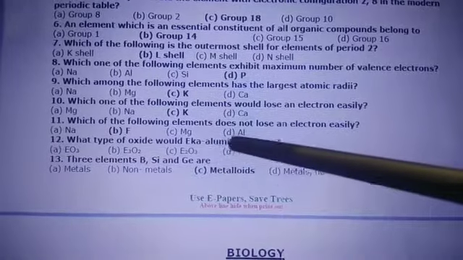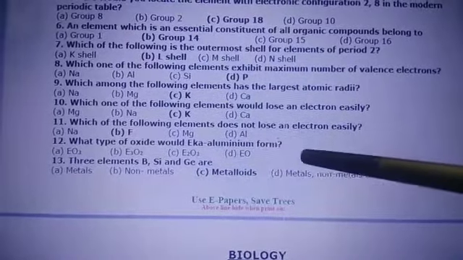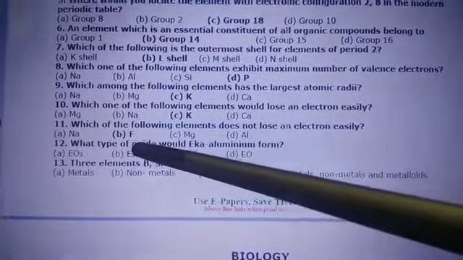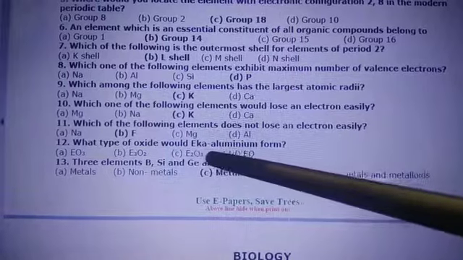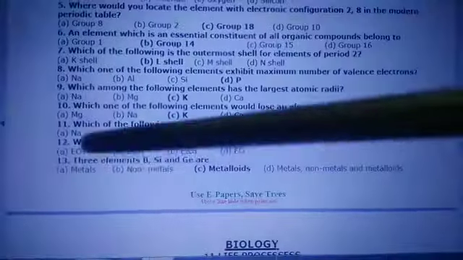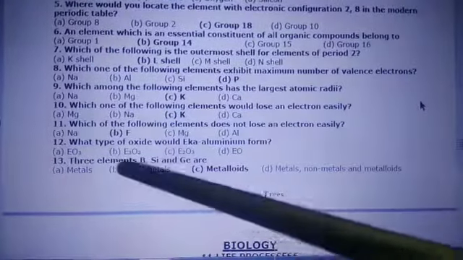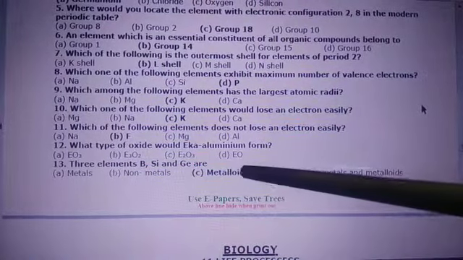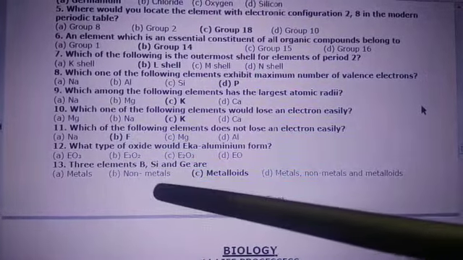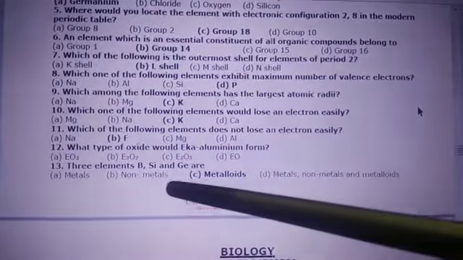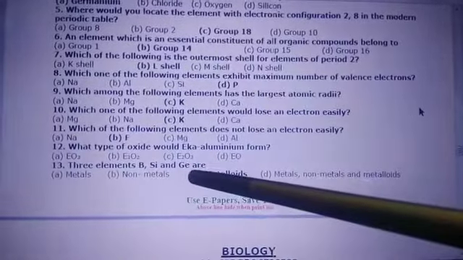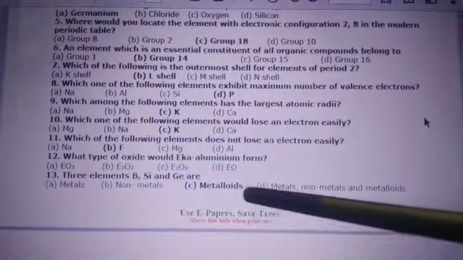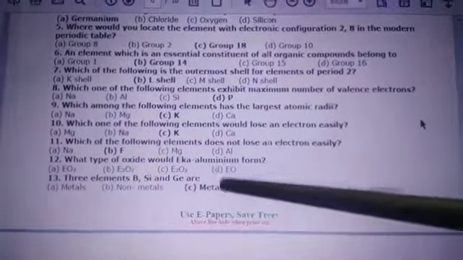11th, which of the following elements does not lose an electron easily? A. Sodium, B. Fluorine, C. Magnesium, D. Aluminium. The answer is B, fluorine. 12th, what type of oxide would Eka aluminium form? A. EO2, B. E3O2, C. E2O3, D. EO. The answer is C, E2O3.